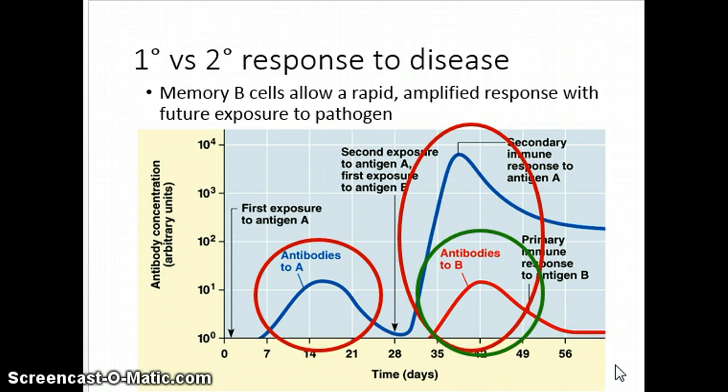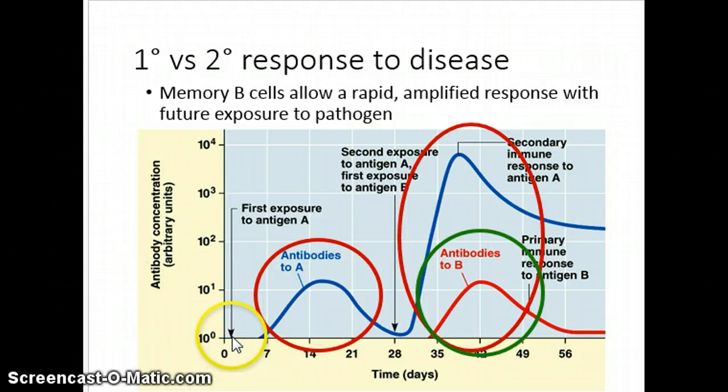So we have our memory B and T cells, which increase our response time in terms of second and third exposures to the same antigen. So in this graph here, antigen A, so let's say a virus, is causing this immune response here in the blue line. And the response is being measured by the concentration of antibodies in the blood.